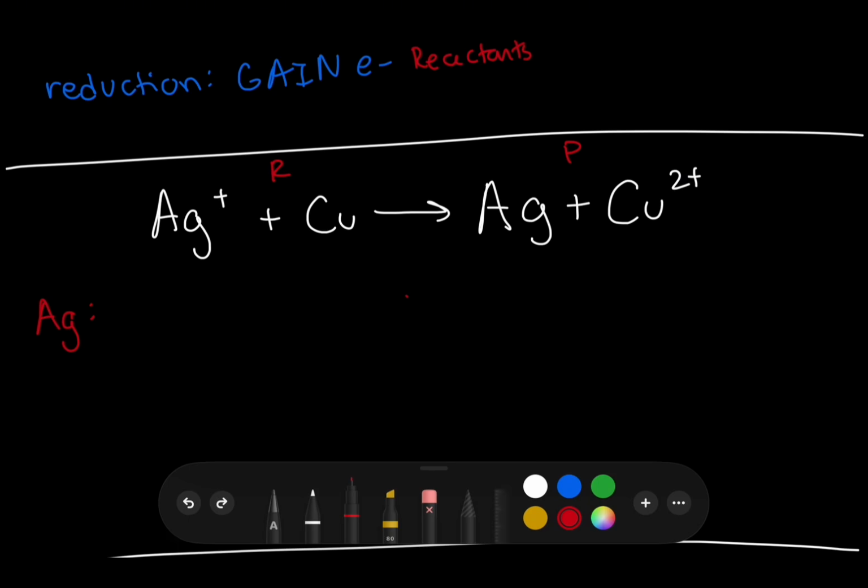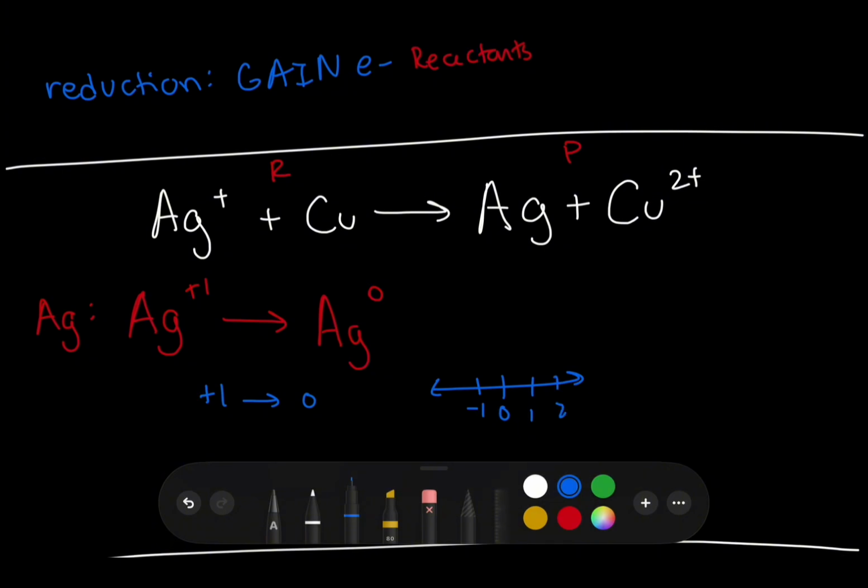To start off, we have Ag. In our reactant side, we have Ag+, and we can have our invisible 1 there, and it's turning into simply Ag. Since Ag has no specific charge, we can consider it neutral, so it's at 0. So what we're saying is that we're going from a +1 to a 0. Let's just pretend we have a little number line right here. We have 0, -1, 1, 2, -2, right? So this is where we start.